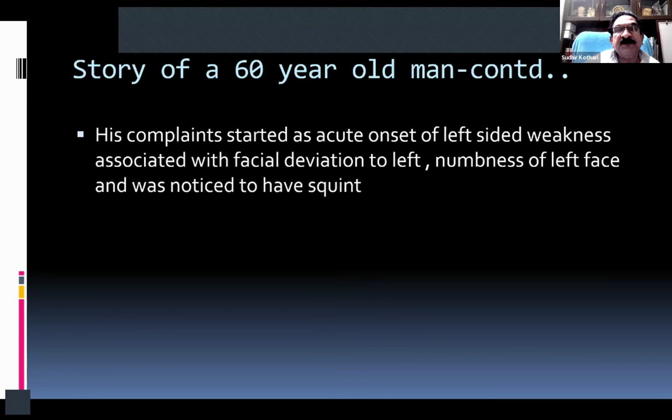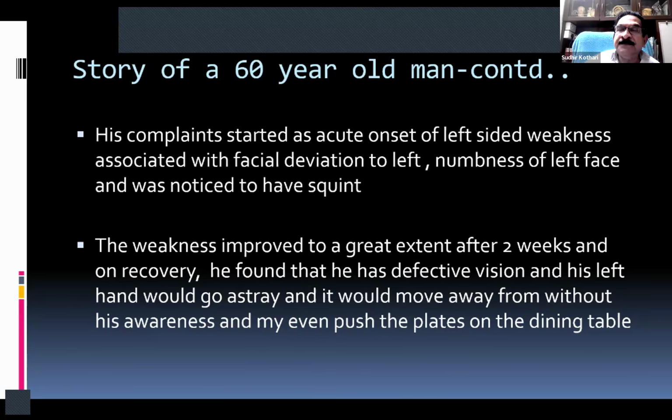His complaint started as acute onset of left-sided weakness, associated with deviation of the face to the left, numbness of the left face, and a noticed squint. The weakness improved to a great extent after 2 weeks, and on recovery he found he had defective vision and the left hand would go astray without his awareness, and even push the plates off the dining table. That is his complaint.